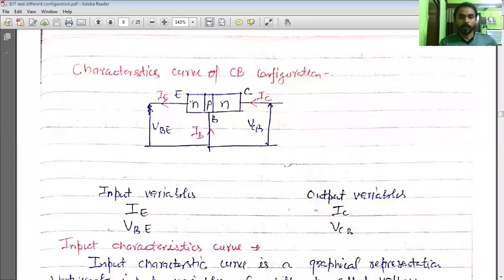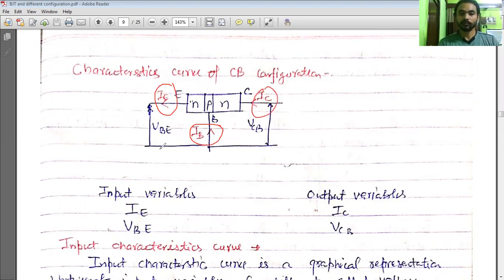So now we will go with the common base configuration. Again, I am drawing this very simply so that it is easy for you. This is the NPN transistor; we do all these things for the NPN transistor. The emitter is N type, the base is P type, and the collector is N type. Since it is an NPN transistor, the emitter current will come out, and the base and collector currents will go in.